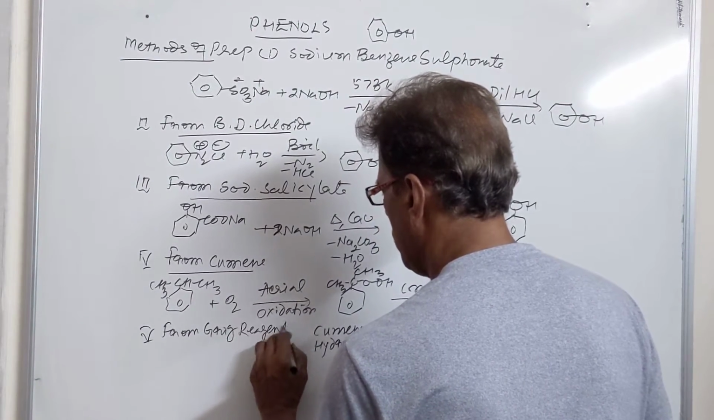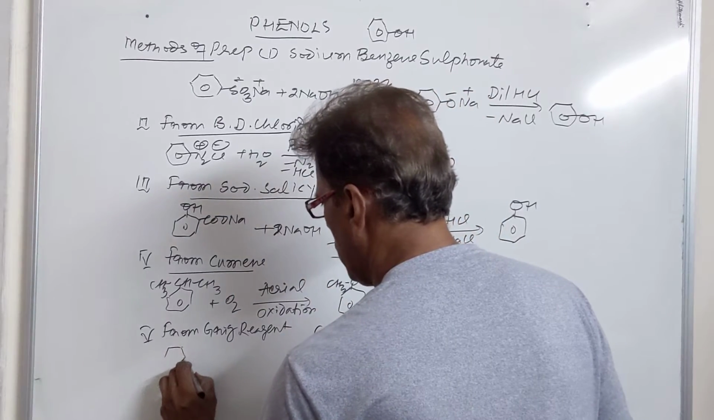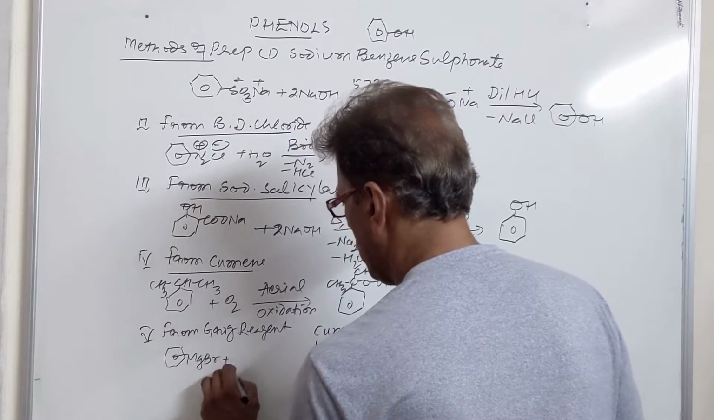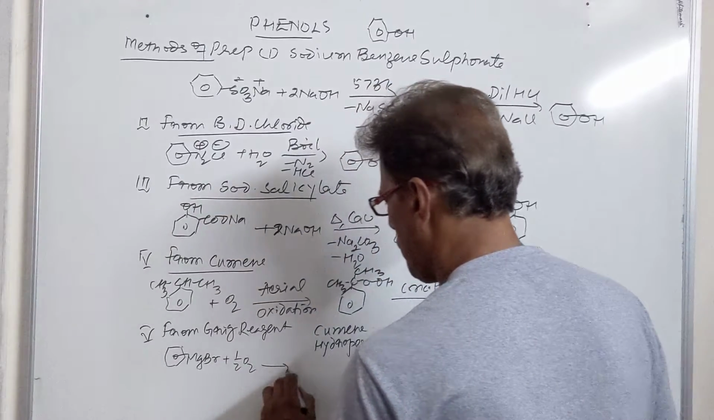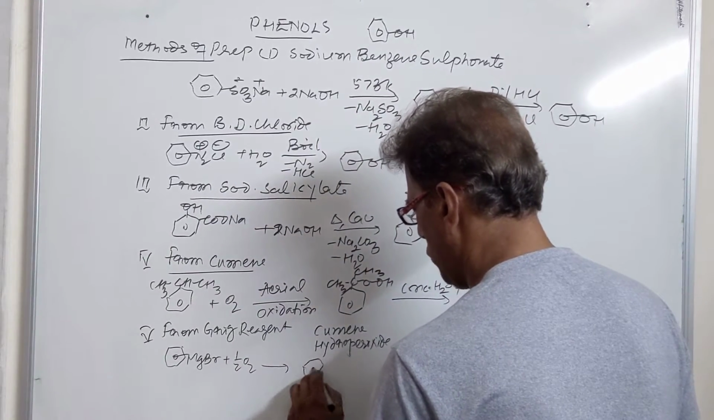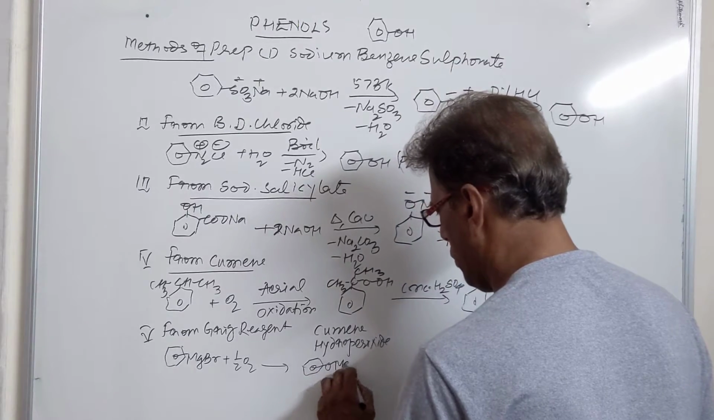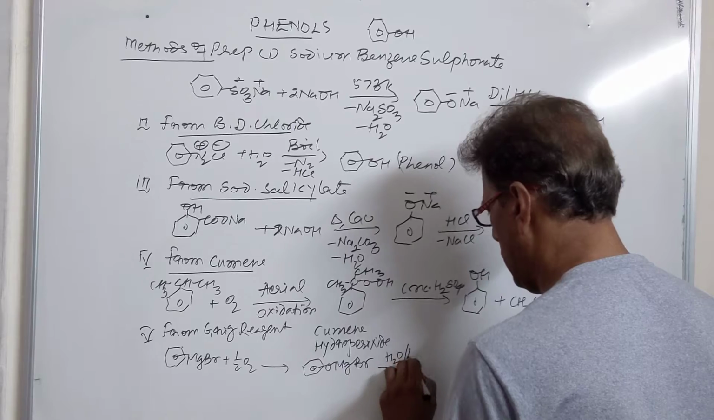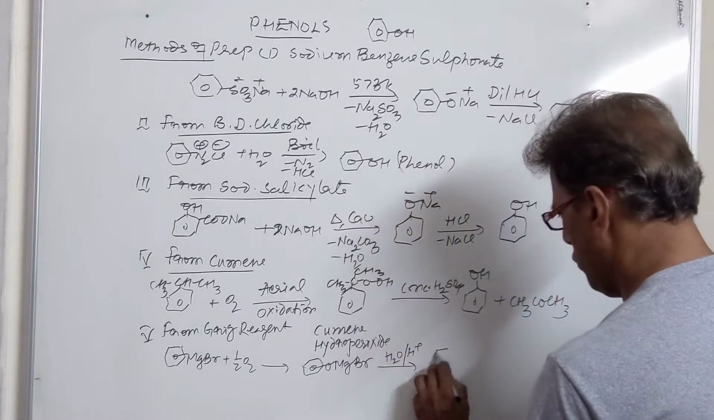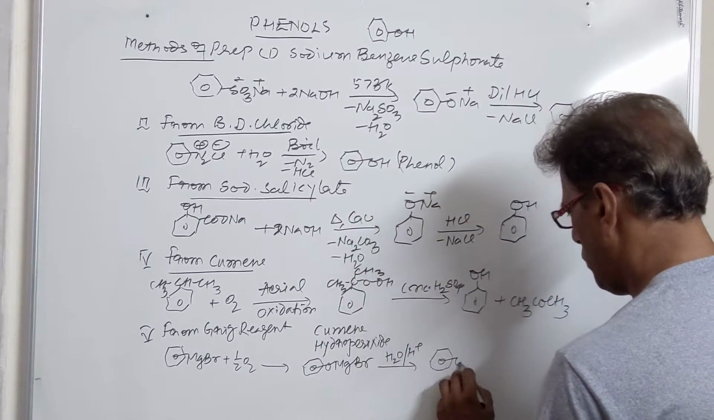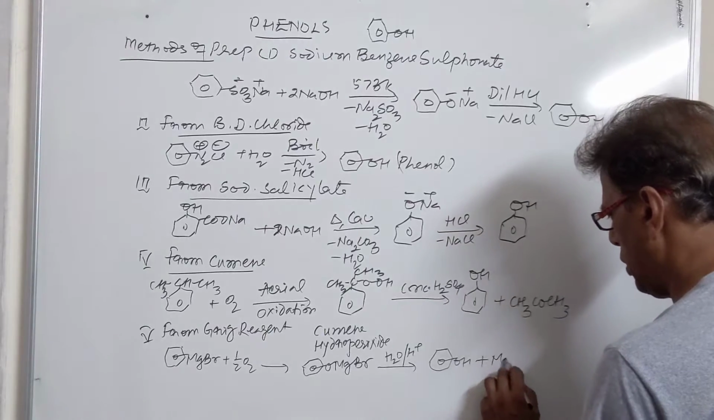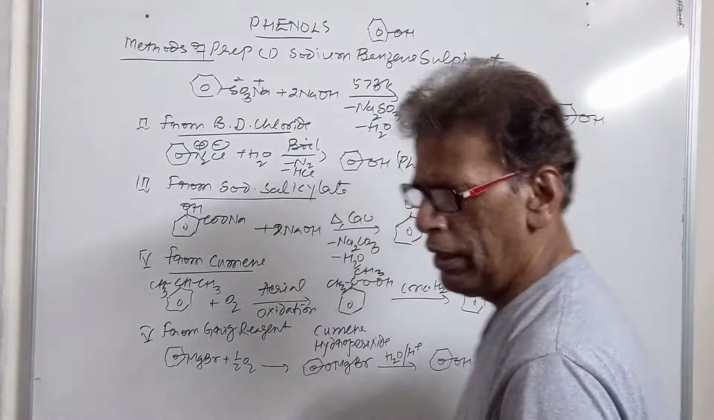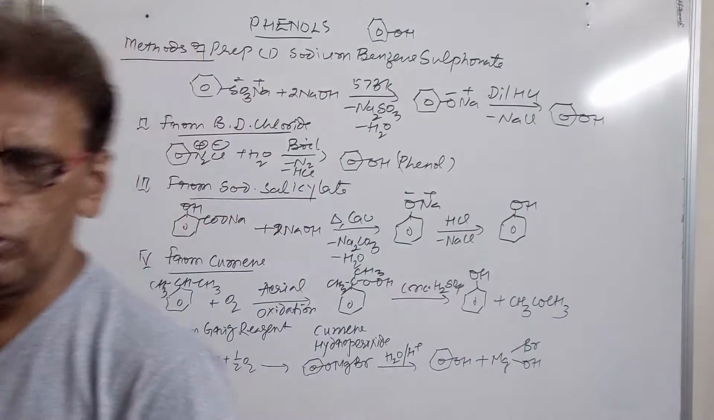Grignard reagent is phenyl magnesium bromide. It is subjected to aerial oxidation. It will give phenoxy magnesium bromide first of all. It is hydrolyzed with water in acidic medium to give you phenol plus MgBrOH. So Grignard reagent can also be used to get phenol.